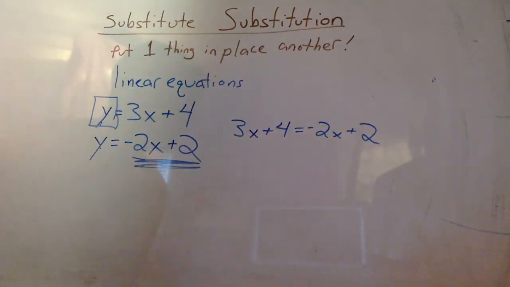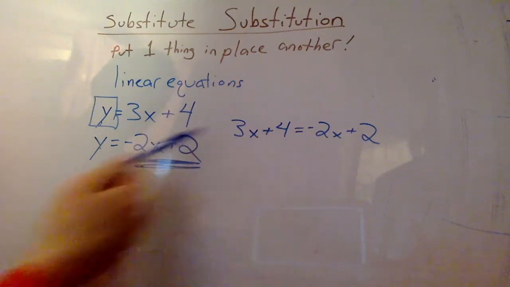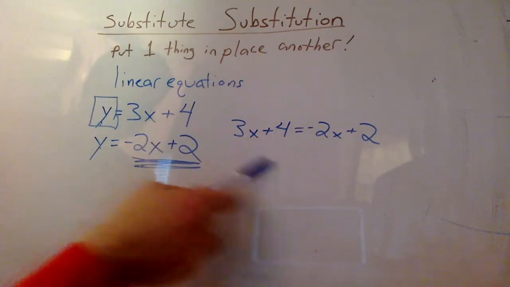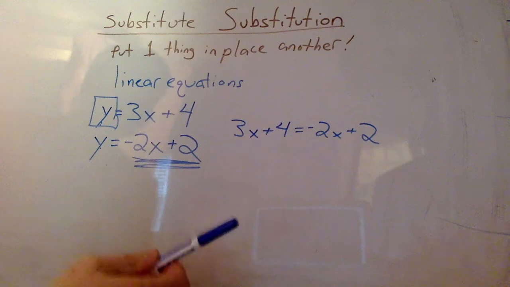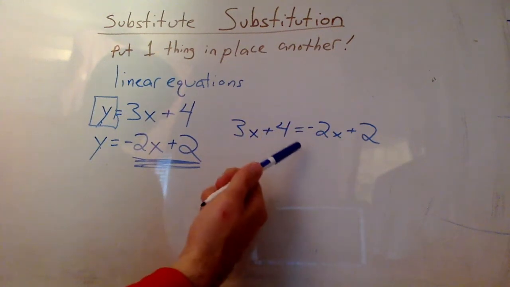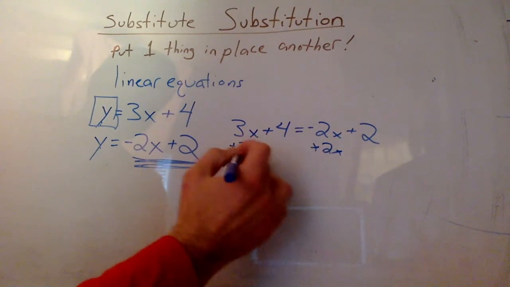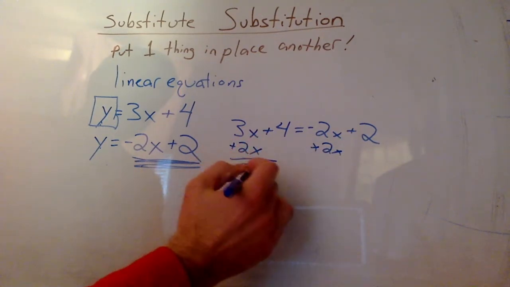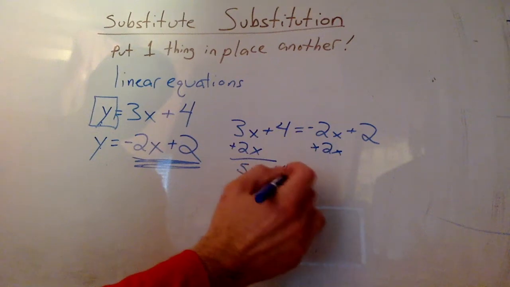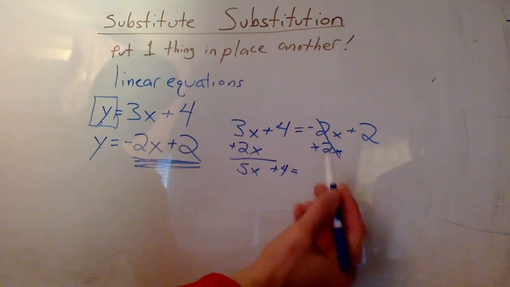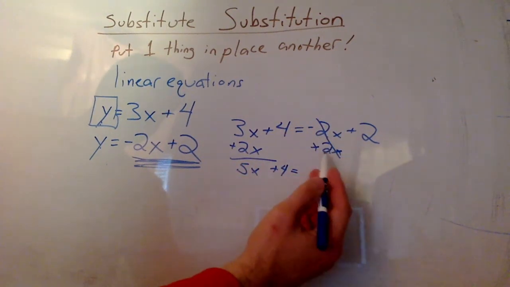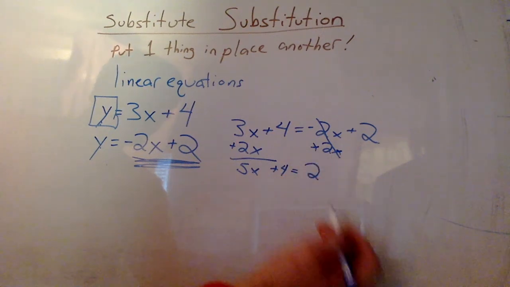Now what do I do? I need to solve for x. How do you solve for x? The same way you would solve for x with any given equation. Just because this came from two separate equations, it's now sort of one combined equation. So I like to have positive x's when I can, so I'm going to add 2x to both sides. So I get 5x plus 4 equals, negative 2x's plus 2x's is 0, they cancel out, equals 2.